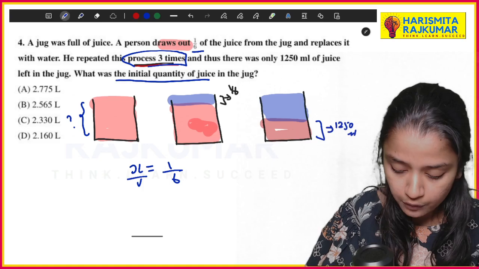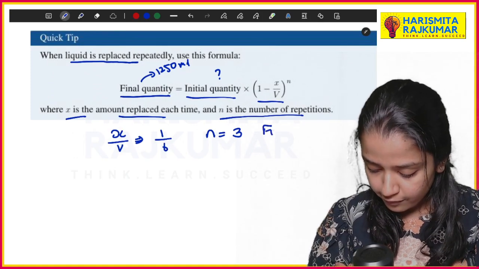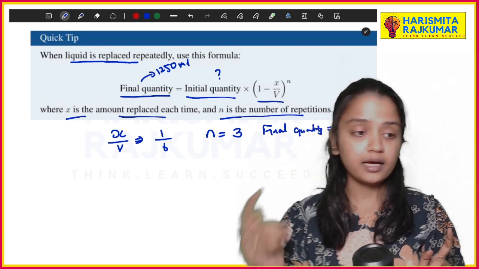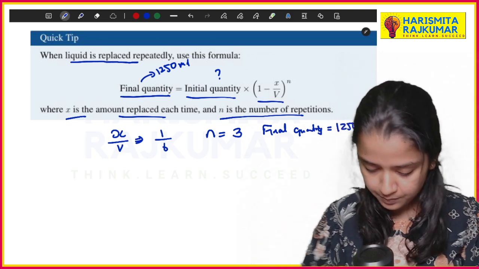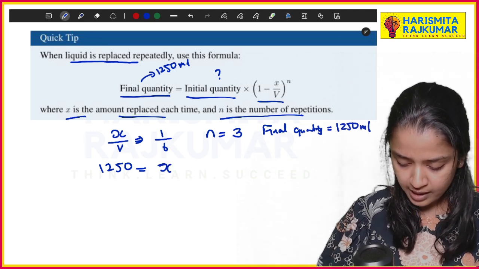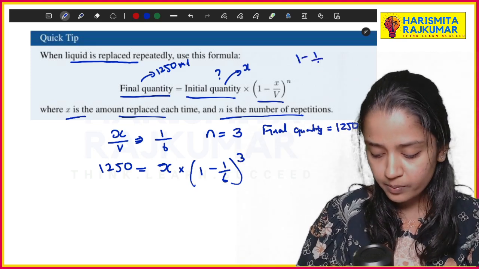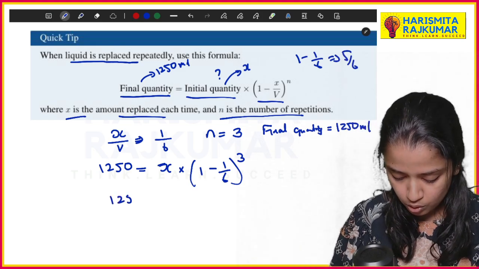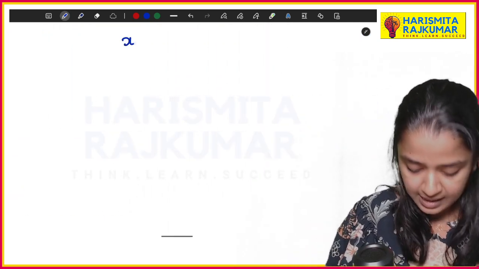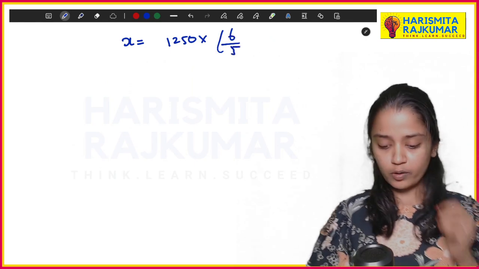What is my final quantity of juice? Final quantity of juice is 1250 ml, right? I hope it is clear now. And now I just have to substitute it. When I substitute it, I'll get 1250 is equal to the initial quantity. Let me write it as x. So let the initial quantity be x into 1 minus 1/6 power 3. What is 1 minus 1/6? 1 minus 1/6 is 5/6. So I can write 1250 is equal to x into 5/6 the whole cube. Now if I take the x this side, it will be 1250 into 6/5 the whole cube.